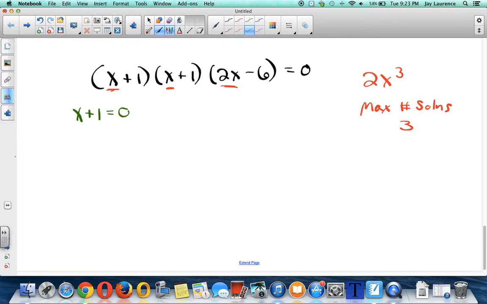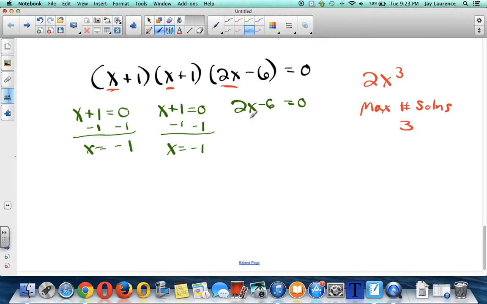I'm going to take x plus 1 equals 0. I'm going to subtract 1 from both sides. I get x equals -1. There's one solution. But when I do this one, I'm going to get the same exact thing, aren't I? So you see, I'm not getting a new solution. I'm only getting the same one twice. Now when I do this one, I'm going to add 6 to both sides, and I'll get 2x equals 6, divided by 2, and x will equal 3. So you see this one only has 2 distinct solutions, -1 and +3.